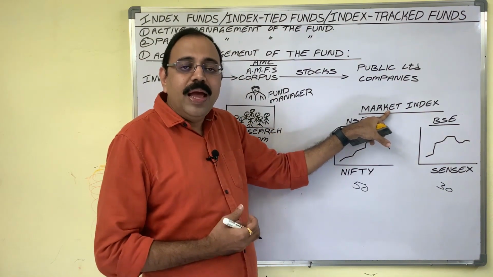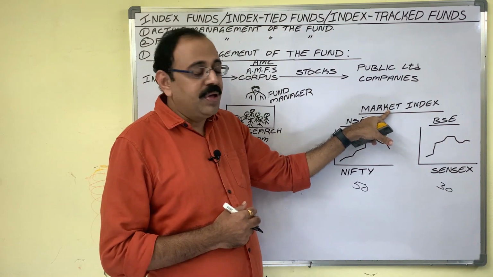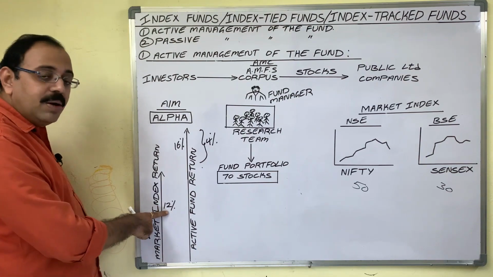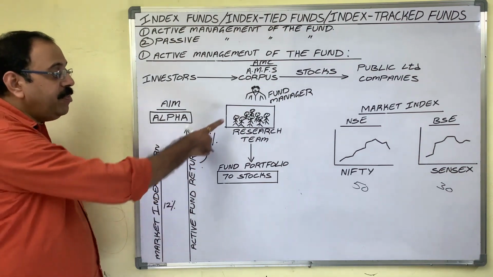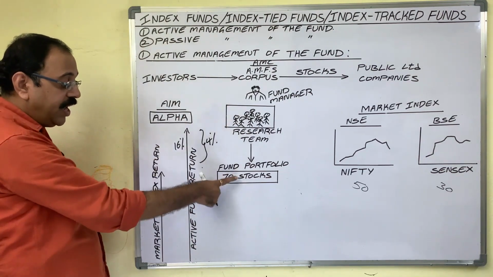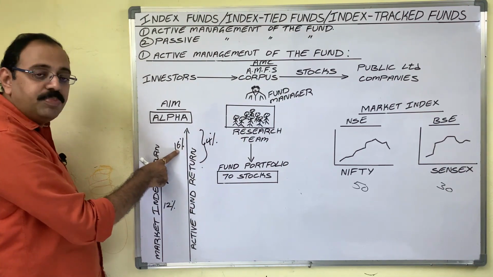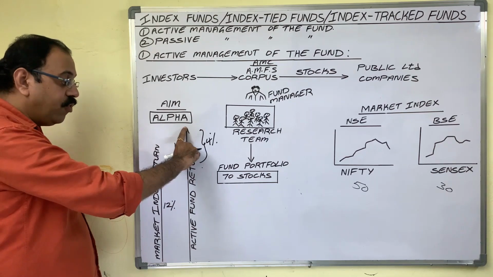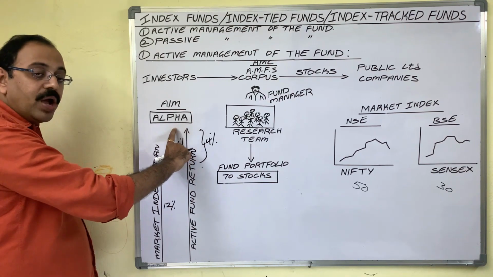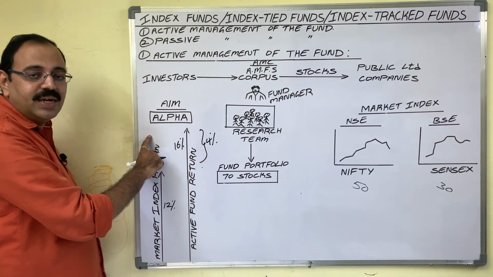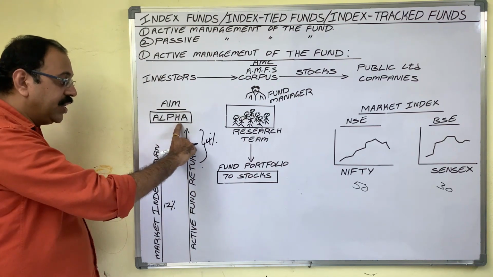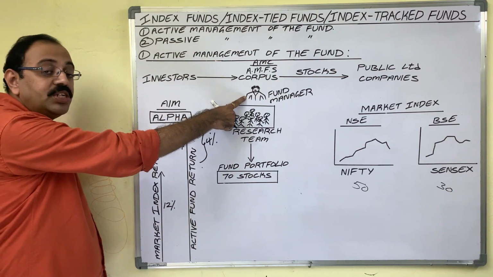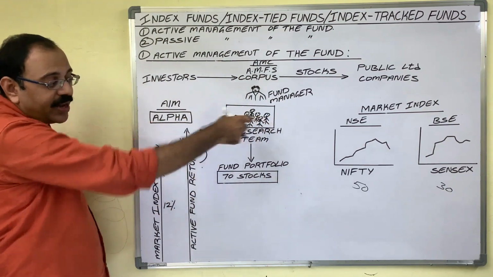For example, at a particular point of time, this index has given a return of 12% and the fund manager is able to generate a return of 16% from his fund. Now the fund returns are 4% extra when compared with market index returns. This 4% is known as alpha. Thus, the fund manager always tries to beat the market index.